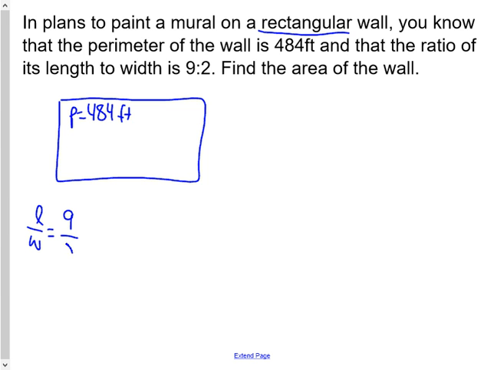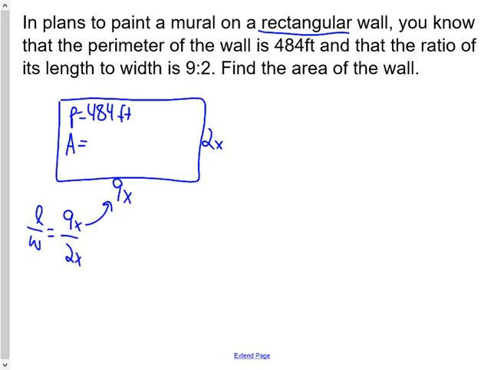Now this does not mean length is 9, width is 2. You could plug that in and realize it's not going to work. But it is 9 times some number over 2 times some number, generally, where that comes from. So when I label my diagram, I'm going to label it that the length is 9x and the width is 2x. Next, it says find the area of the wall. So our goal is to find the area given that information.